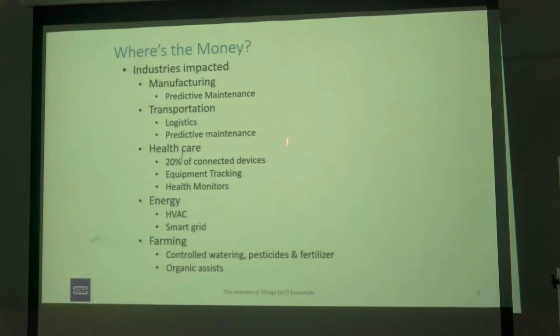All right, so. Industries impacted, like manufacturing, predictive maintenance, for example. Everything has sensors in the manufacturing, so you don't have to check for maintenance. You could predict it with all this, everything is connected. By the way, sensors are all technology.